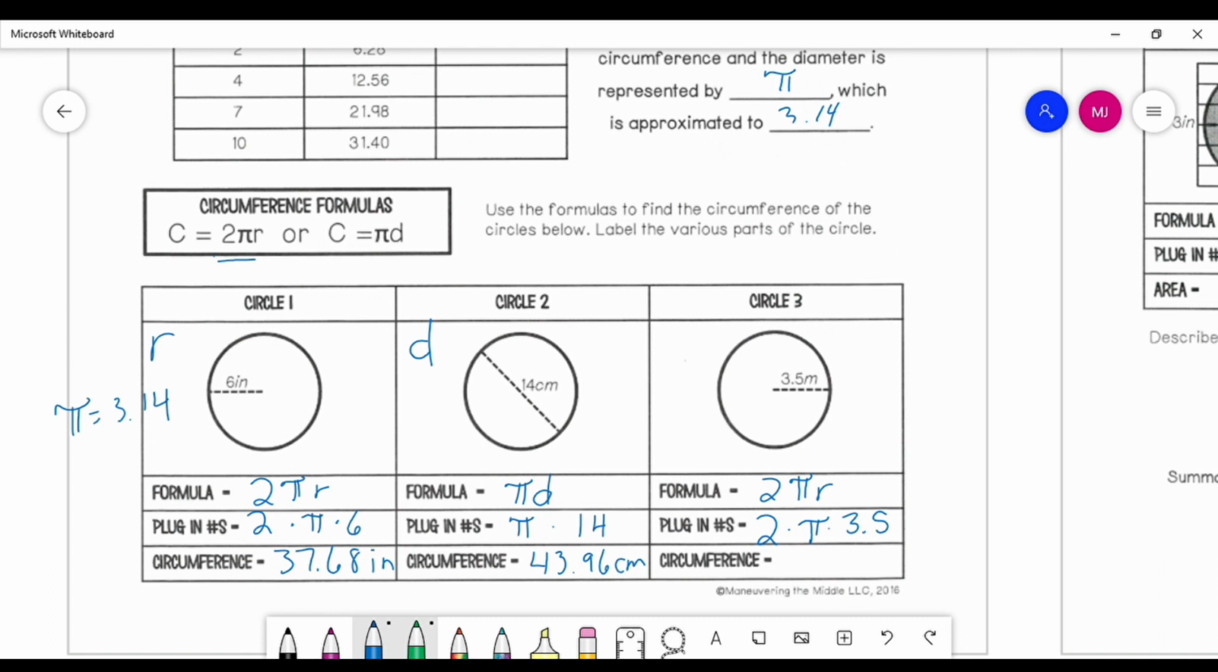Alright, what'd we get? 21.98 meters. Okay, so remember, circumference is the outside measure. It's like we took yarn, stretched it out, and measured it, okay?